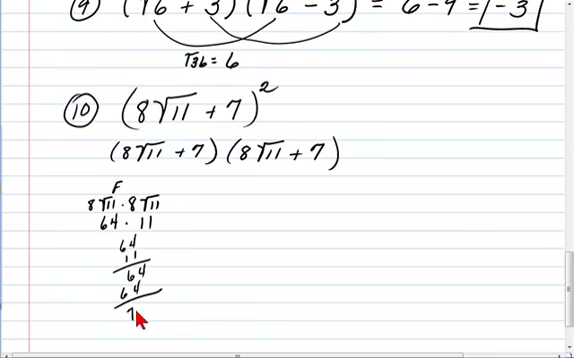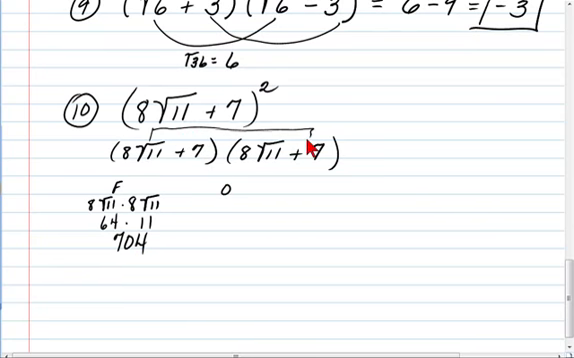And that gives me 704. So I'll erase that. And I have the product of the first is 704. Outer product. That's going to be 7 times 8 times the square root of 11. I can multiply these two for 56 times the square root of 11.